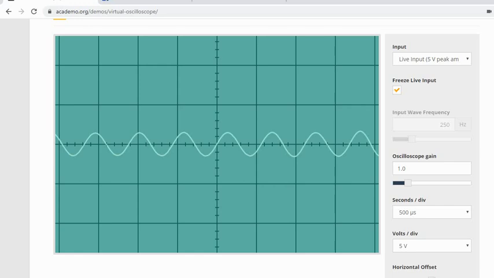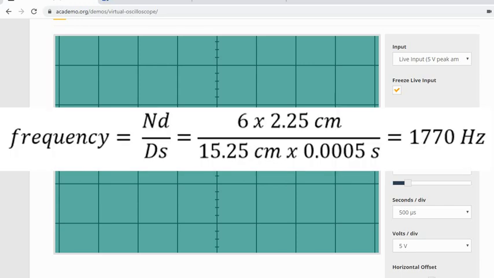So now I can do the calculation to figure out what sound frequency I produced when I whistled. We'll take our value of big N, which was 6. We'll multiply that by little d, which is 2.25. We'll divide that by 15.25, which was big D, the distance between the two crests that I measured. And we're going to divide that by 0.0005. Wow! I get 1,770 hertz as the pitch that I produced when I whistled.